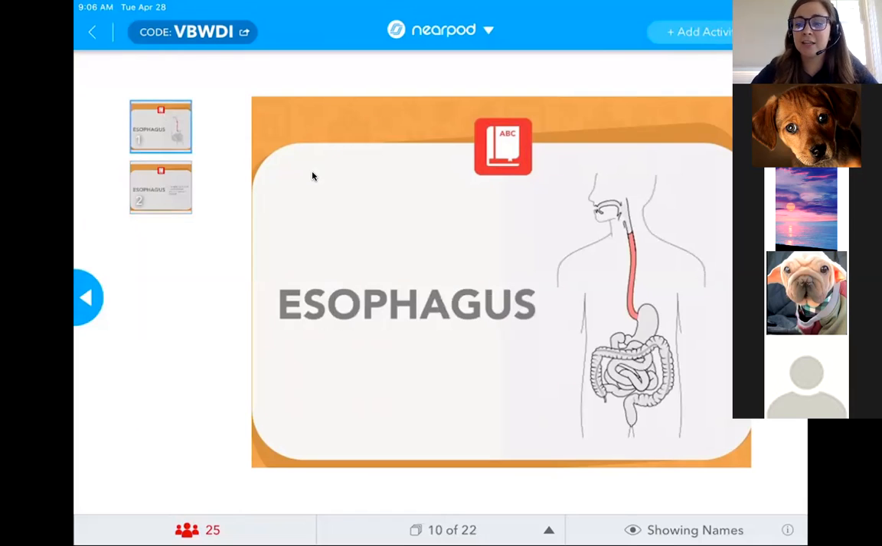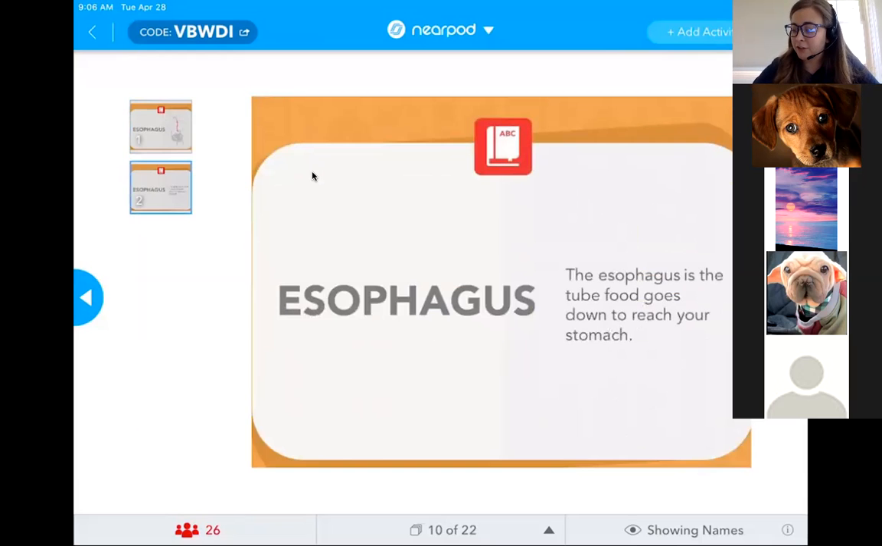Then we've got the esophagus. That's that long tube that runs from the back of your mouth all the way down to your stomach. The esophagus is the tube that goes down to reach your stomach.